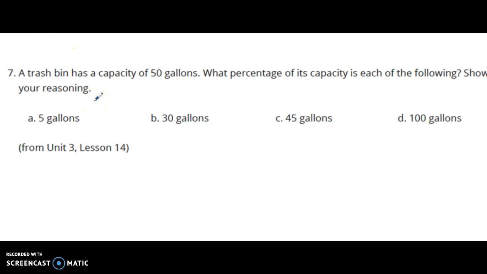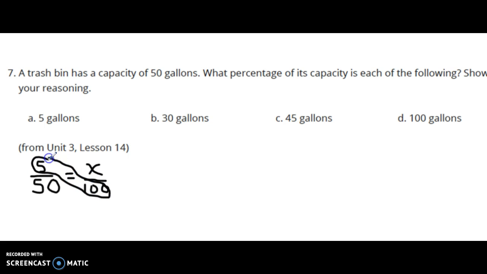7. A trash bin has a capacity of 50 gallons. What percentage of its capacity is each of the following? Show your reasoning. Okay, for each of these, we are going to set up some ratios to find the percent. I know that 5 divided by 50, so my part 5 divided by my whole 50 is going to equal some number. I don't know what it is, so I'm going to write x over 100 because percent means part over 100. So now I'm going to cross multiply.